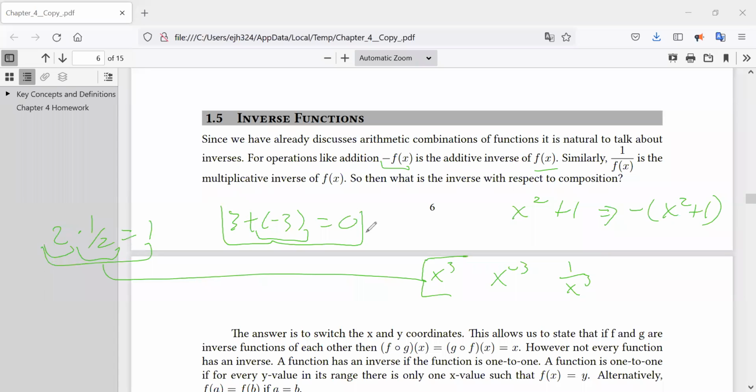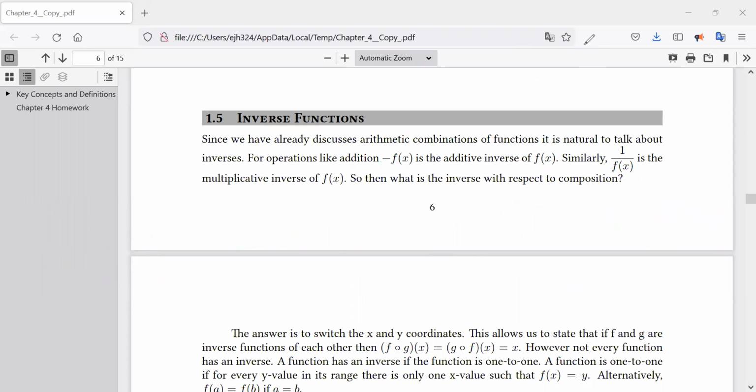And this is the same idea as this. We're just dealing with functions again instead of numbers. Your function's additive inverse or multiplicative inverse. But we can also talk about the inverse with respect to composition.